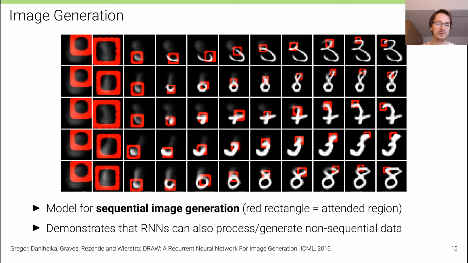In this work by Gregor et al. at ICML 2015, for instance, they have developed a model that sequentially generates image regions. You can see the red rectangle here determining the region where the model draws to next. You can see that it first draws a rough outline of the object and then continues with finer and finer predictions until it arrives at the final prediction for that image, which in this case is a number that should resemble a typical digit from the MNIST dataset.